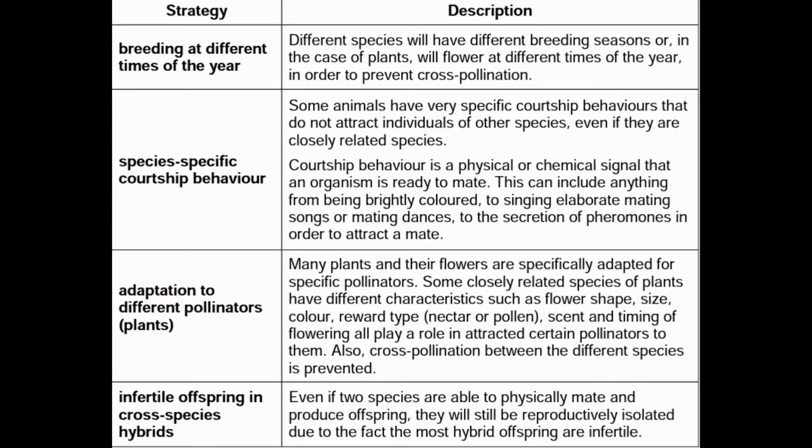The table below shows the mechanisms of reproductive isolation. Reproductive isolation is a mechanism that prevents 2 species from mating with one another and making a fertile hybrid, even when not separated by geographic barriers. Some mechanisms are used mostly to separate species that live in the same environment. These mechanisms include breeding at different times of the year, species-specific courting behavior, attraction of different pollinators, and infertile offspring in cross-species hybrids.